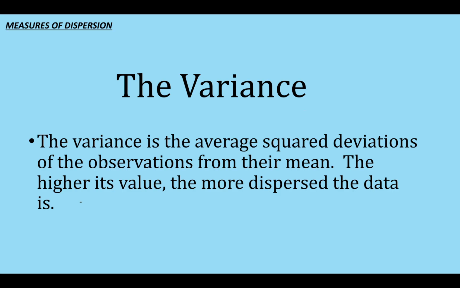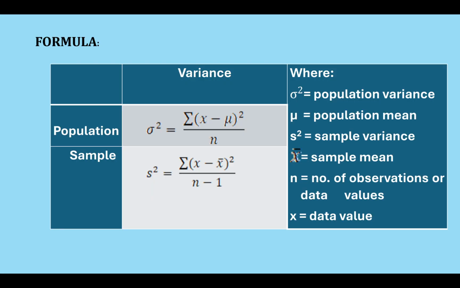The next measure of dispersion is the variance. The variance is the average of the squared deviations of the observations from their mean. The higher its value, the more dispersed the data is. Now we start with the variance of ungrouped data. We have formulas for population and for sample. The formula for variance is actually the same for the two, but the notations used are different.